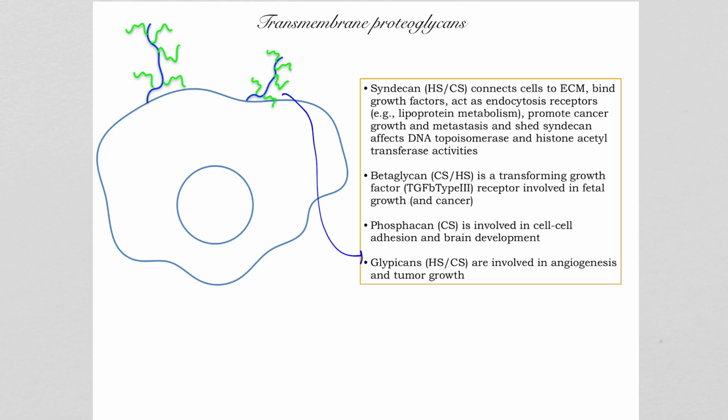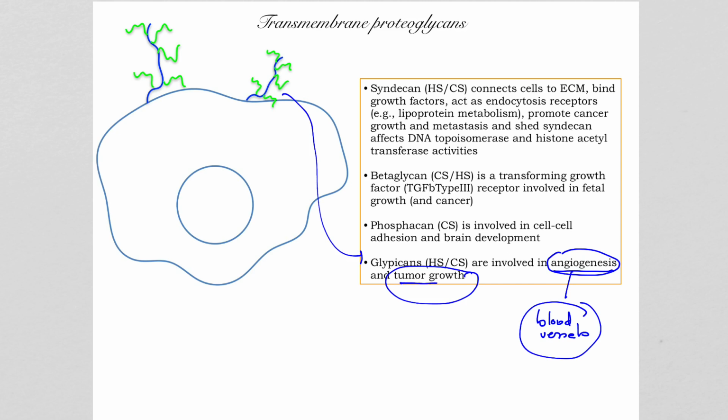Glypican, another transmembrane proteoglycan, plays an important role in the growth of blood vessels. Okay, formation of new blood vessels. And as you know, blood vessels are so critical because they supply energy. So, not surprisingly, glypicans play a very important role in angiogenesis. And angiogenesis, of course, is very important for fetal development as well as for growth of cancer cells, tumor growth.